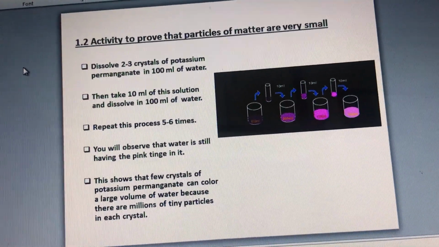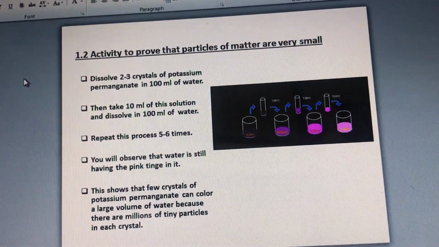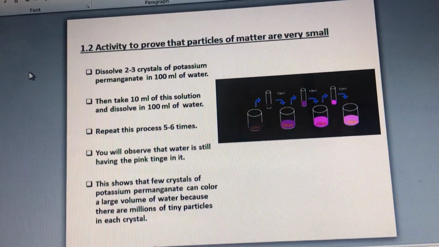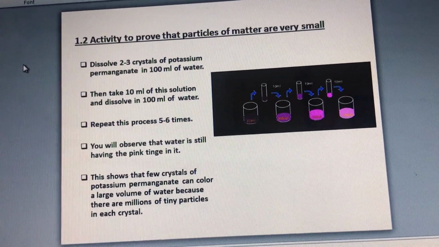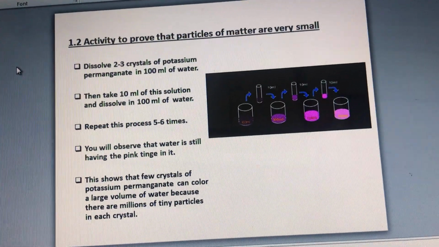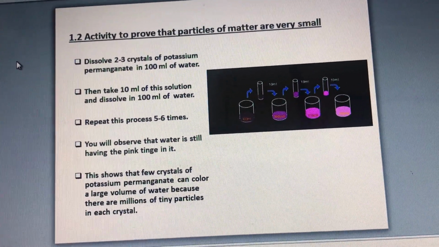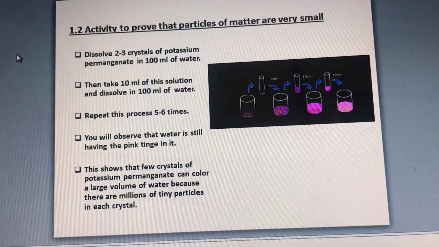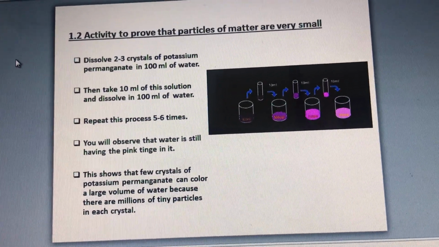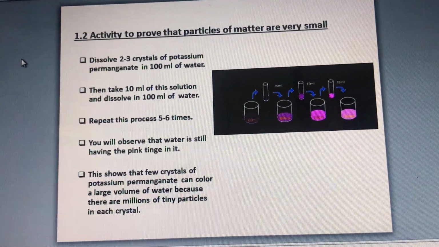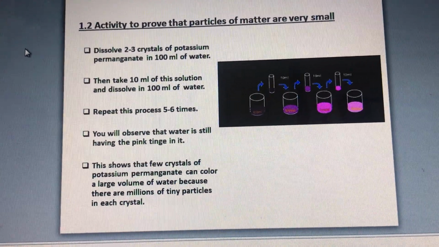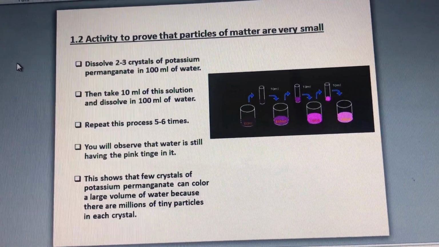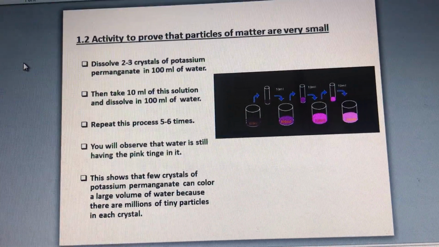Next activity, it is also from your book. This is activity 1.2. It is going to prove that particles of matter are very small. What has to be done for this activity? You have to take 2 to 3 crystals of potassium permanganate. What is potassium permanganate? It is a dye of dark purple color. Then you will dissolve that in 100 ml of water. Once it is dissolved, you are going to take out 10 ml from this and dissolve it in another 100 ml of plain water. And you will keep repeating this process 5 to 6 times.